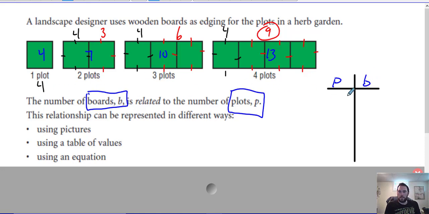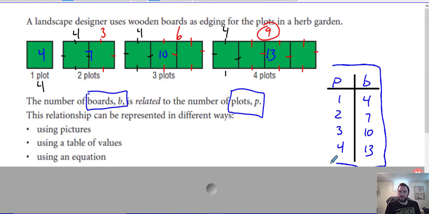So for one plot, I see that I need 4 boards. And then when I'm looking at 2 plots, I see that I need 7. And when I'm looking at 3 plots, I need 10. And 4 plots need 13. We can describe this idea of plots and boards using something called a table of values like this. All right. We can also do it using an equation.